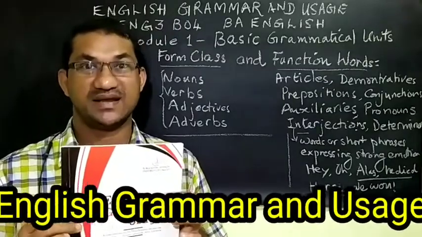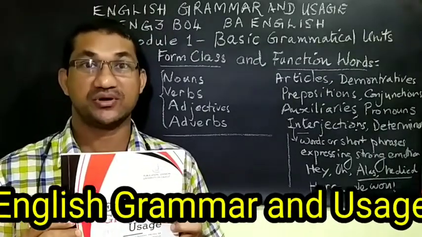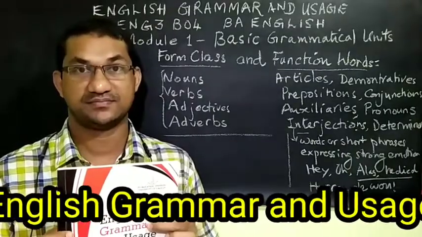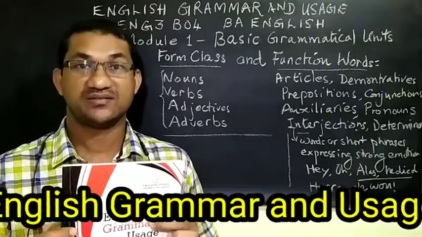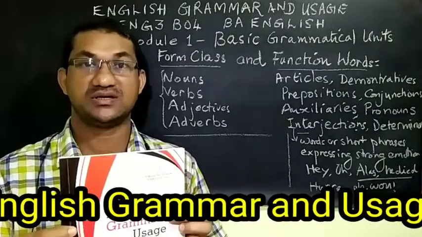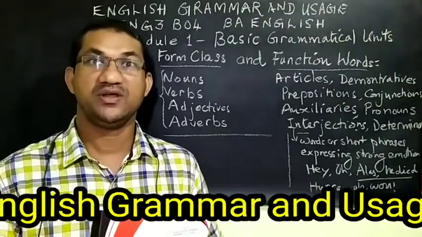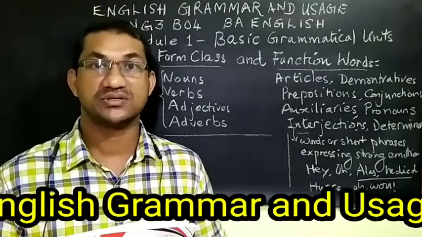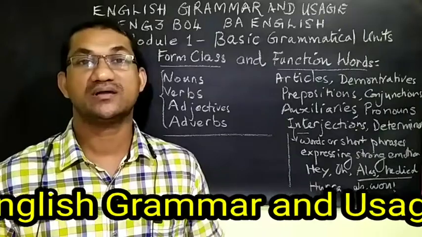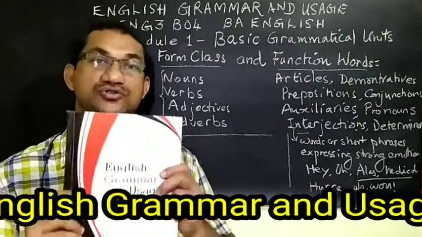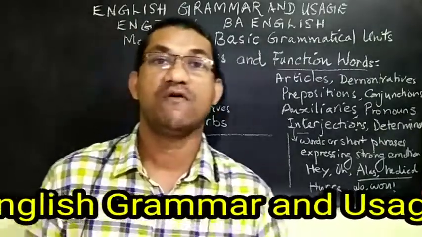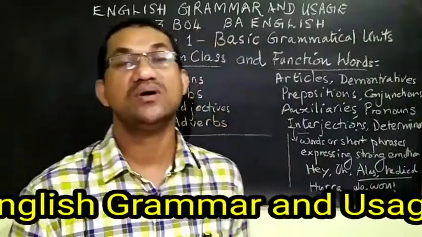This is the course book that is prescribed for the third semester BA English main students of the University of Calicut. This is in fact the second lecture of the lecture series on the discussion of this particular course book. In the previous lecture, we saw the important concepts of grammar. And today we look at section 1 of the course book, which is titled Form, Class and Function Words.